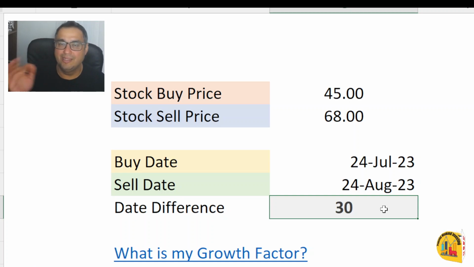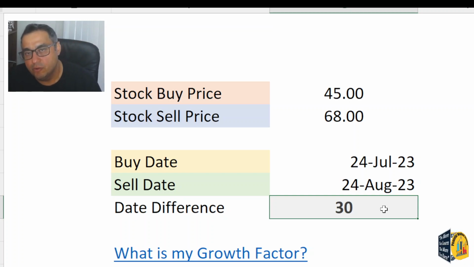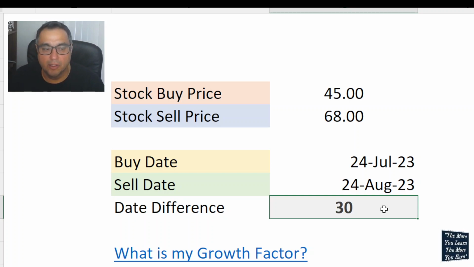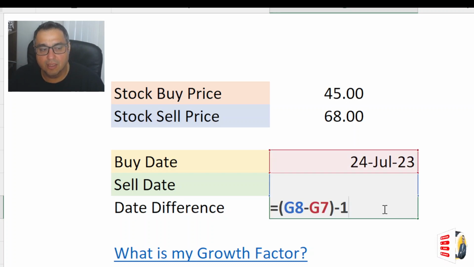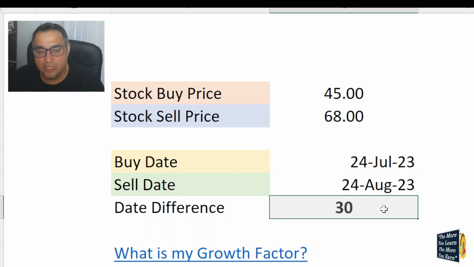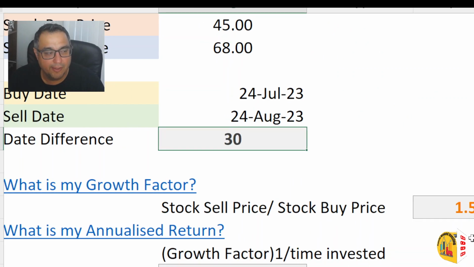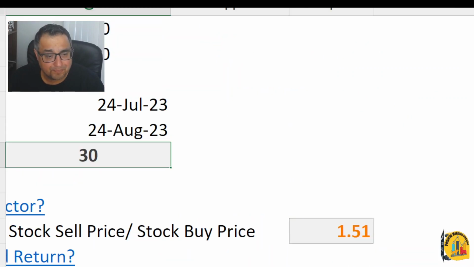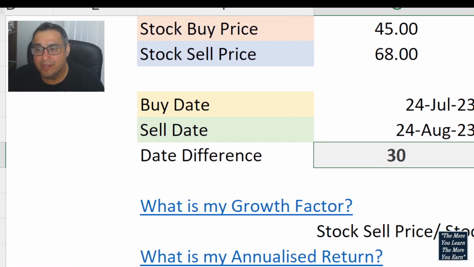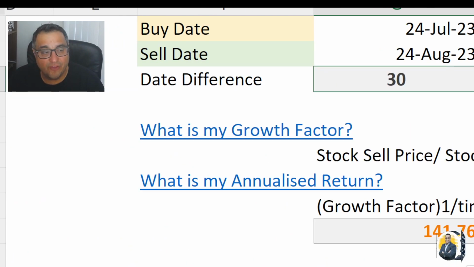I generally remove 1 day for a better calculation, but otherwise Excel will give you 31 days. So in this case, I'm just taking the sell date minus buy date, and you get 30 days as your holding period. After that, what is important here is you have to calculate, first thing, your growth factor.